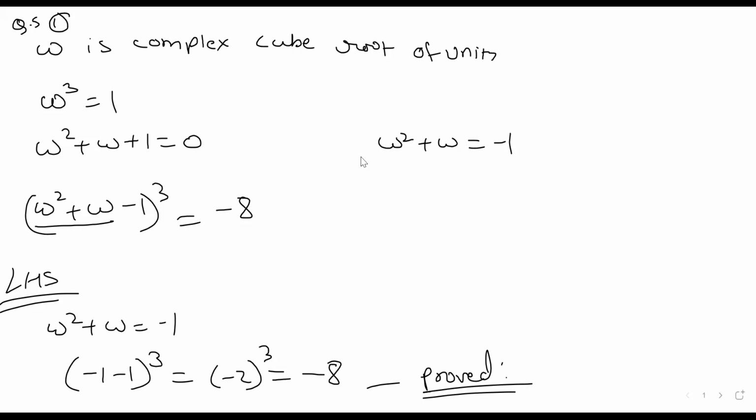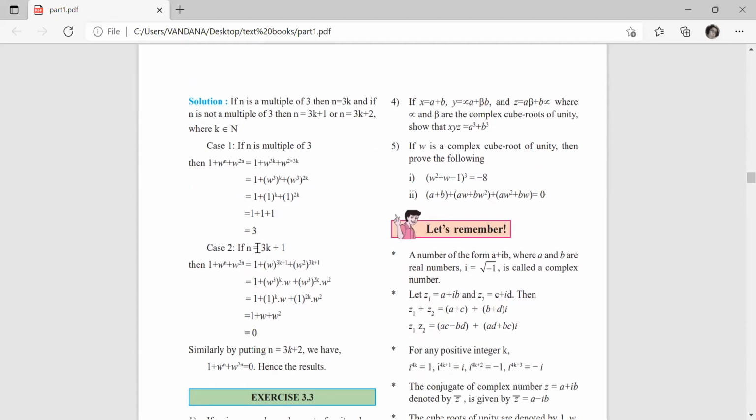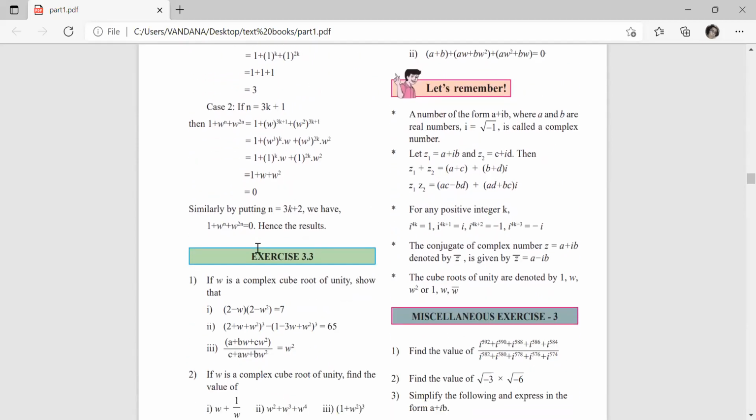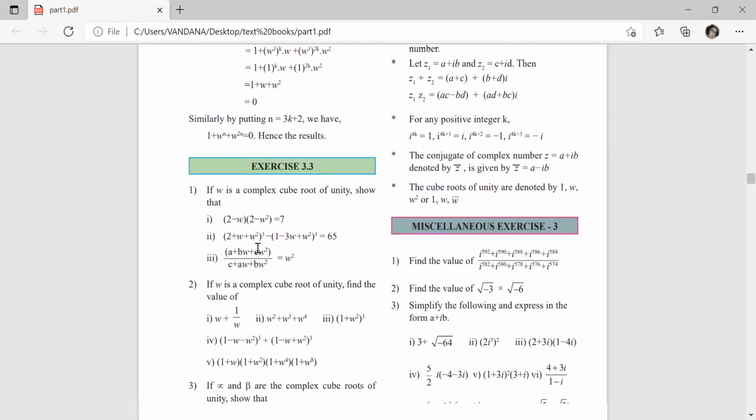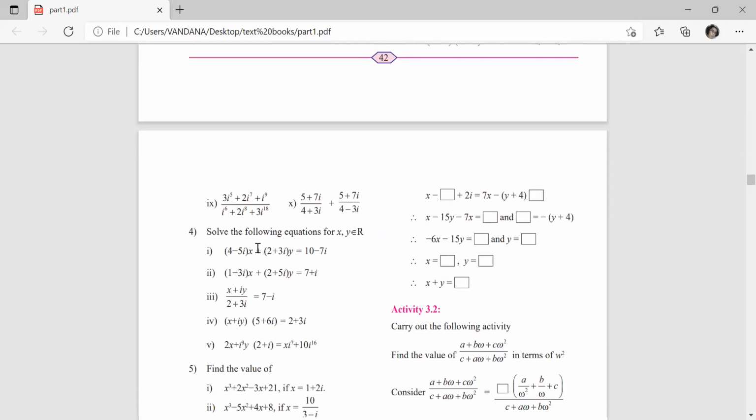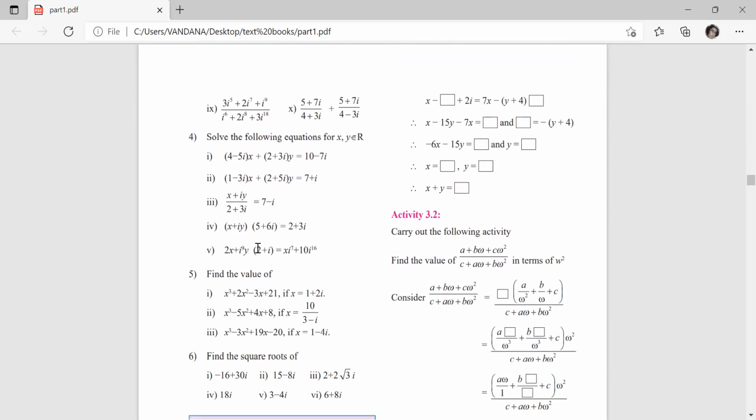So with this, we have finished with complex numbers. Our next chapter is going to be AP, sequence and series. Miscellaneous you can still solve for your homework, so it will be a practice.